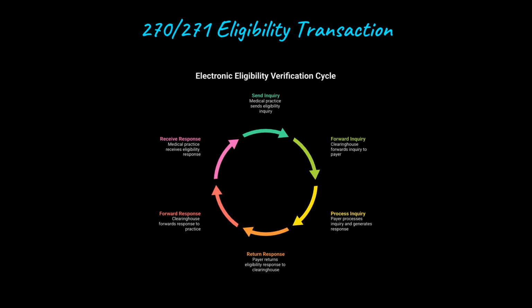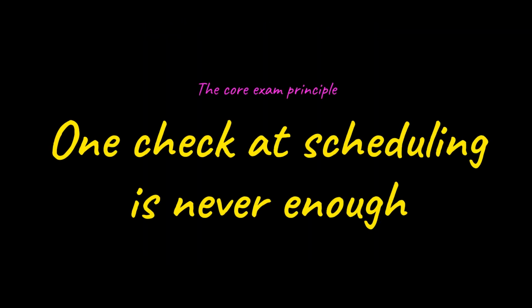The 270 inquiry sent to the payer through the clearinghouse, and the 271 response returned with active plan details, effective dates, copay amounts, and deductible status. Many practices automate this check the night before every scheduled visit. At the desk, the CMAA confirms the card matches active eligibility and asks about any insurance changes since the last visit. Remember, periodic re-verification exists precisely because coverage changes are common. Patients may forget to report them, and a missed change leads to denied claims and unexpected patient bills.